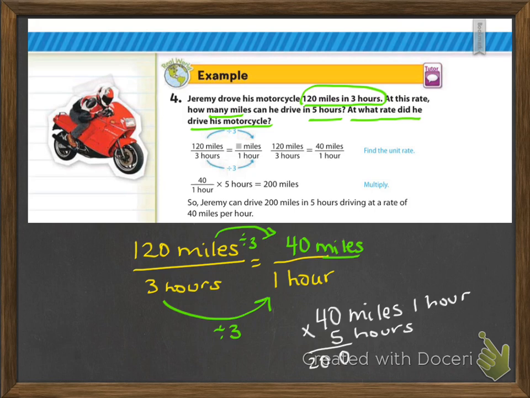So now we can see our answer. So Jeremy could drive 200 miles in 5 hours, driving at a rate of 40 miles per hour. So that's where they got the 40 miles per hour, and this is where they got the 200.